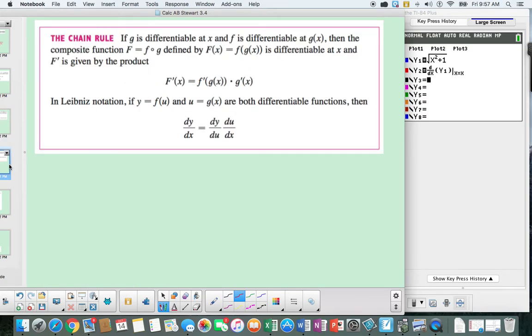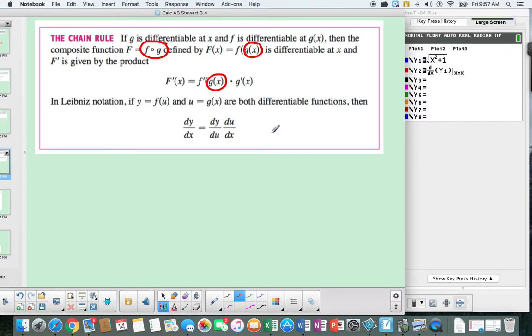All right, so what is the chain rule going to look like? There are two ways we can look at the chain rule. One is this way, and this is the derivative. Here's the composite right here, and we know that g is the inner function for f. So we find the derivative of f in terms of the inner function, times the derivative of the inner function.